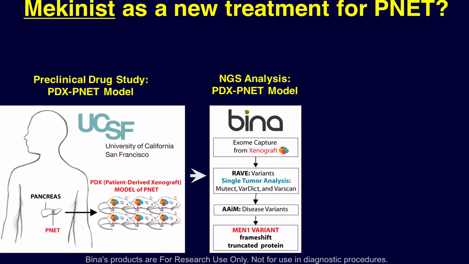One of the questions that immediately comes out at us is, well, gee, how representative is this model, and can we predict whether or not we would expect inhibiting the MAP kinase pathway would actually have an effect? To answer this question, we again turn to Bina and their platform, and we perform exome capture from the xenograft itself. Again, employing their modules, RAVE to identify the variants, and then AIM again to identify disease variants.